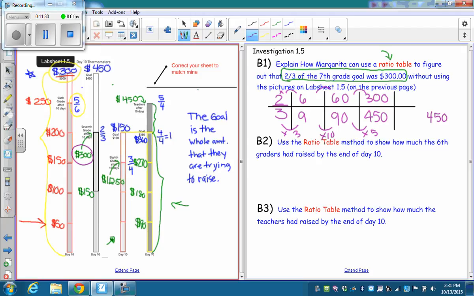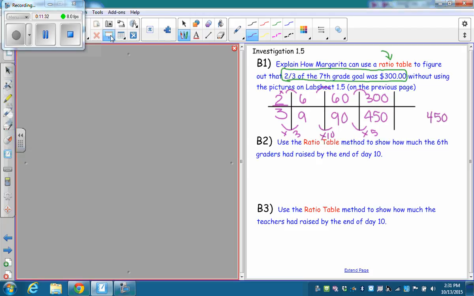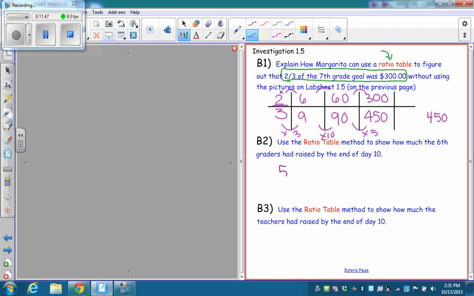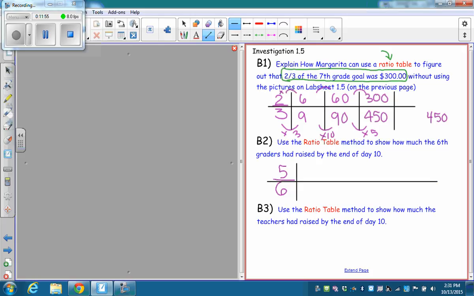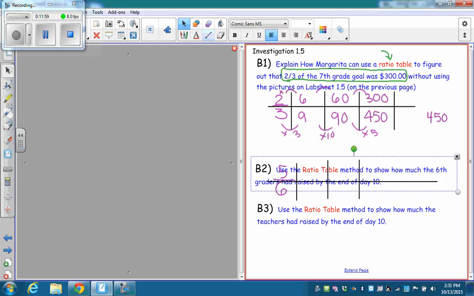You're going to help me, Lauren. Use the ratio table method to show how much the 6th graders had raised by the end of day 10. What fraction had they raised by the end of day 10, Lauren? 5/6. Okay, so the whole is 6, the part is 5. And what was their actual goal? 300.